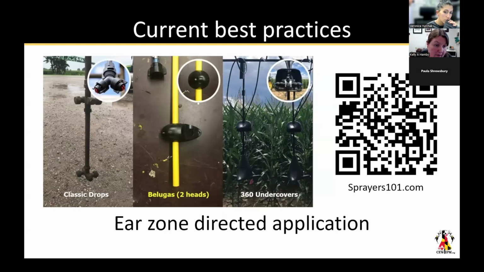So in terms of current best practices for applying silk spray insecticides for corn earworm, it's really important, as Veronica mentioned, to do an ear zone directed application. And anything that you can do to improve the application technology to where you're getting more coverage in the ear zone is going to help during these silk spray applications. And I really recommend sprayers101.com. These are ag engineers out of Canada. They have some really great resources on how to improve your coverage in multiple crops, including sweet and field corn.